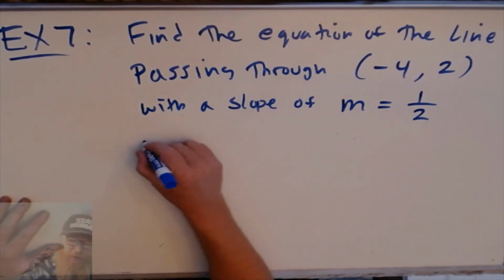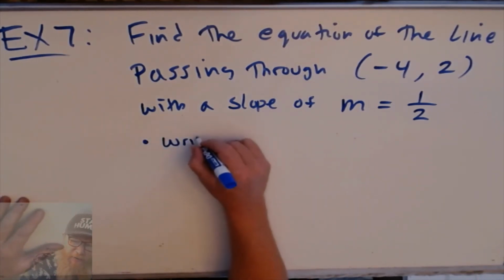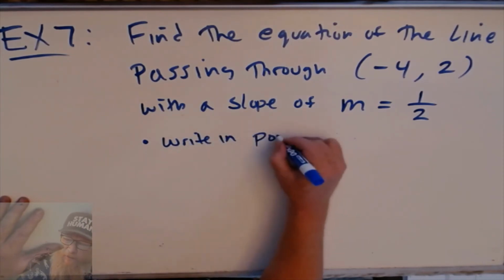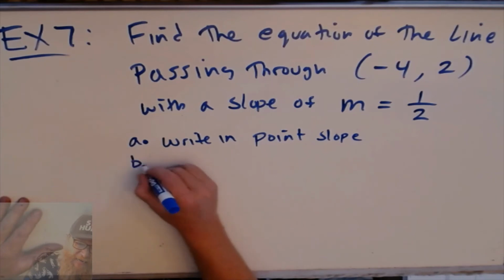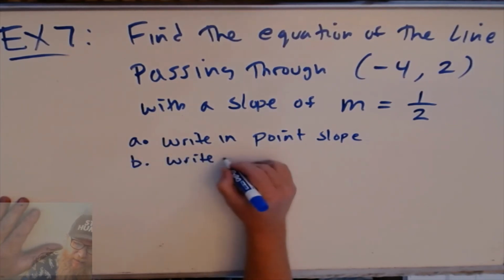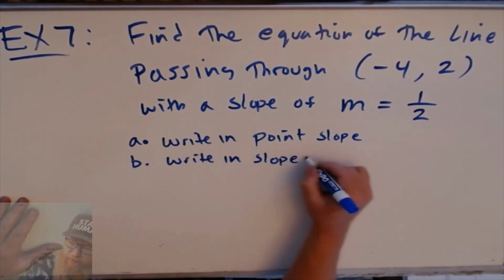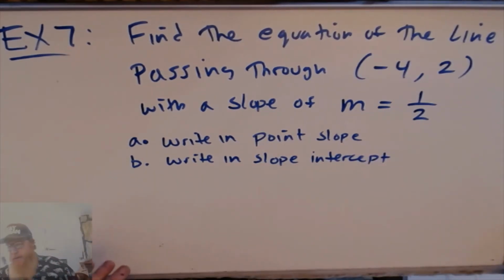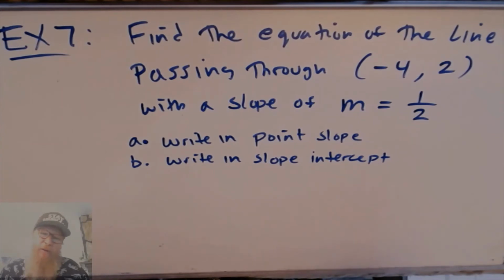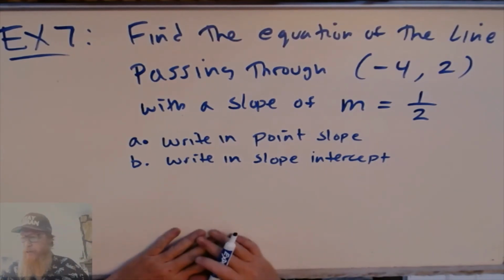I'm going to ask for two things. I'm going to say write your answer in point-slope form. We'll call that A. And then B, write in slope-intercept form. Rarely ever do I ask for standard. You'll see standard, but I rarely ever ask for it, at least not at this particular time.